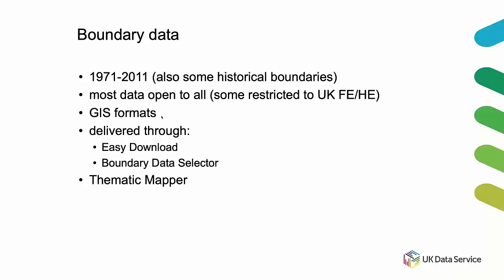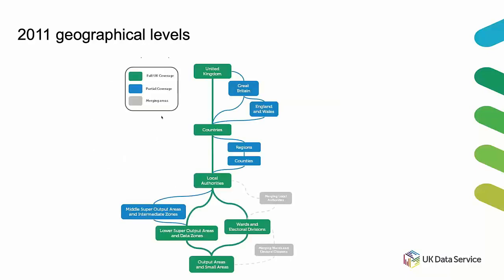There is a variety of different GIS formats such as Shape, MapInfo, KML. These are data delivered through easy download or the boundary data selector, which will allow you to subset the data, so you can select the boundary data for the area you want. We also have a tool called Thematic Mapper, where you can create choropleth maps without any prior GIS experience. Again, these are the areas that we have boundary data for. We're missing workplace zones from that list, but we do plan to put more geographies in there.